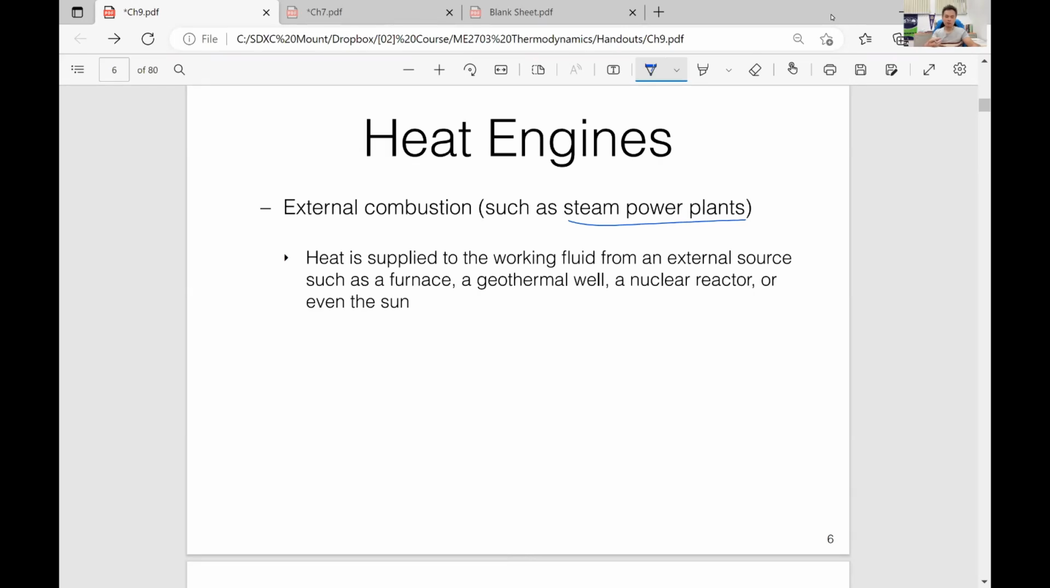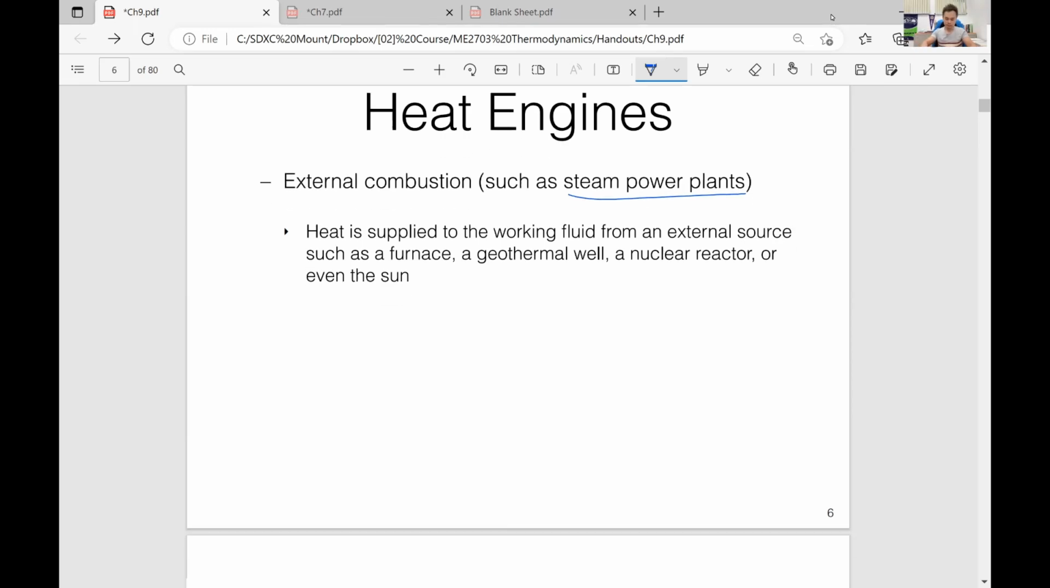If the combustion happens inside the system, that is an internal combustion engine. If the engine is supplied by an external source, then that kind of engine is an external combustion engine.